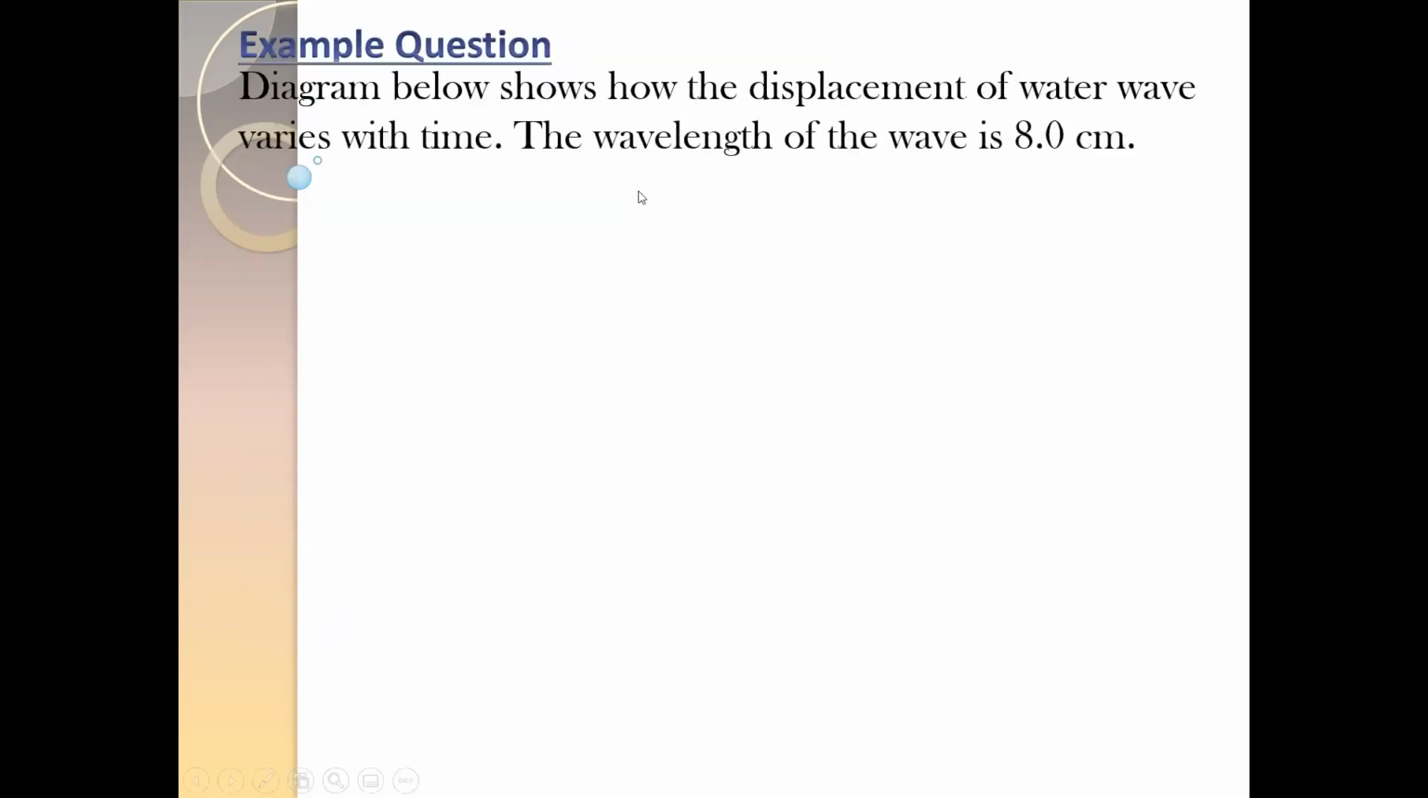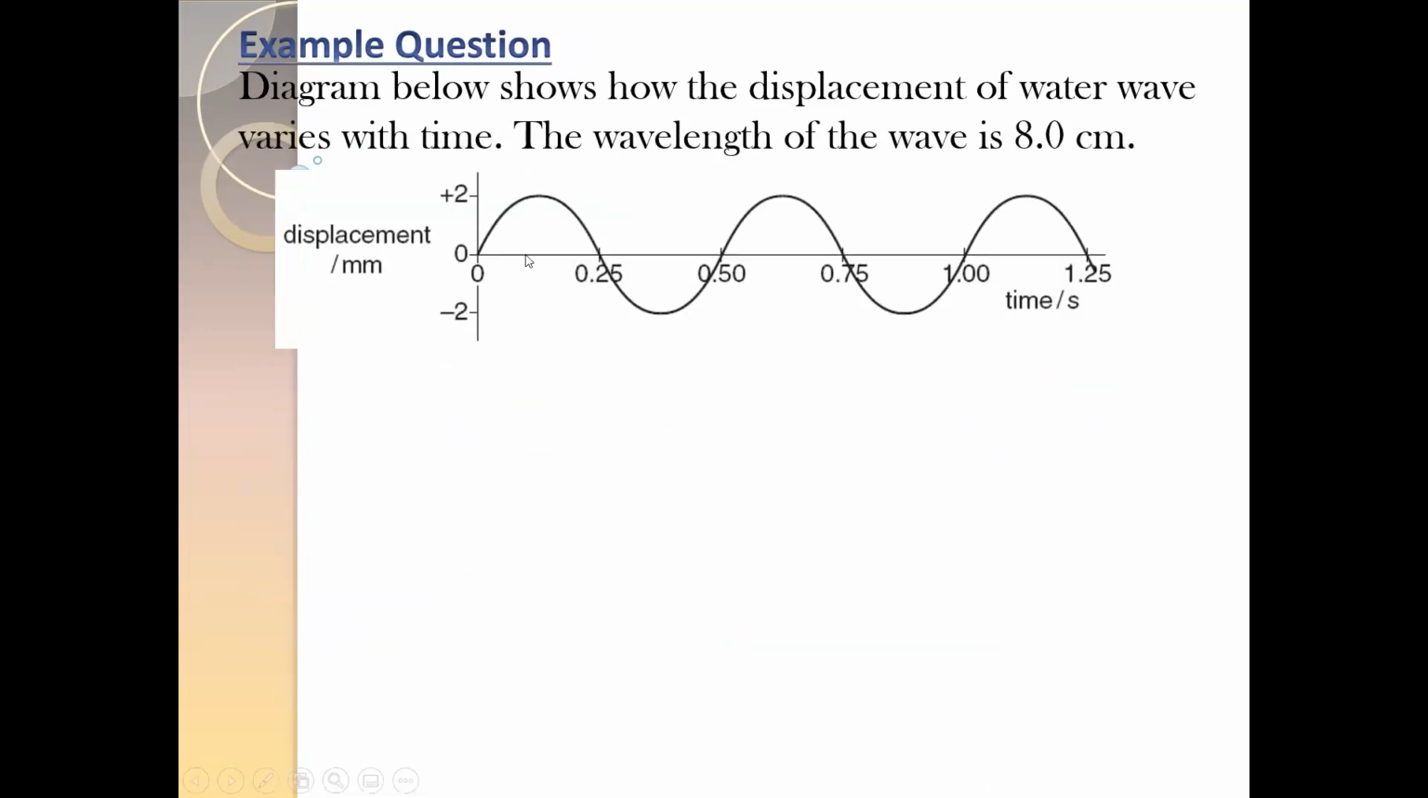So for example, the diagram shows the wavelength is 8 centimeters and the time period is given. The question is, state the amplitude. What is the amplitude of this wave? So amplitude is the height, which is 2 millimeters.